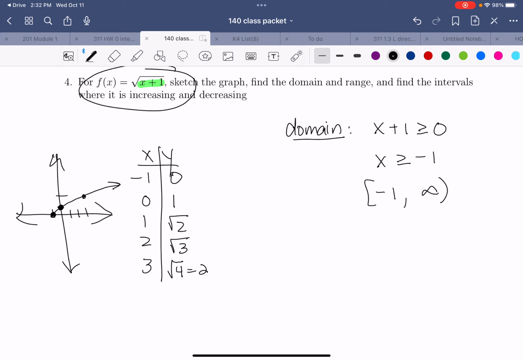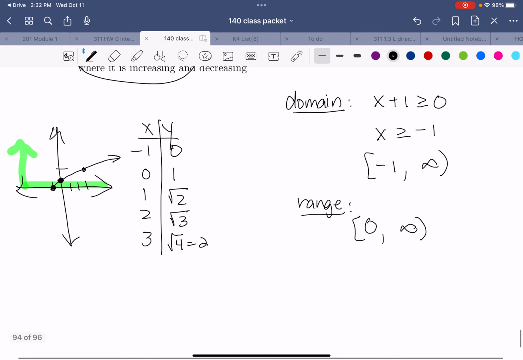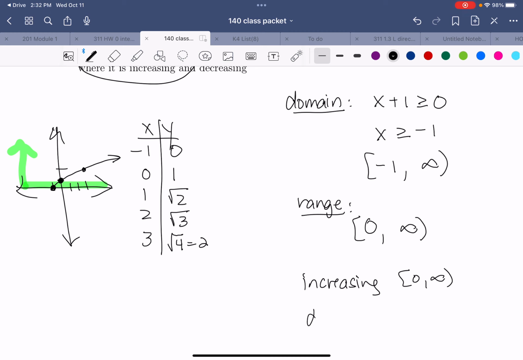Okay. So then what's its range? Well, I don't have any values below 0, but I do have a value at 0, right? So we're starting from here and going, all our values are up that way. So we start at 0, include 0, and go on to infinity. Where is it increasing? Well, the roller coaster is going up all the time. So this is increasing from 0 to infinity, and it is decreasing never.